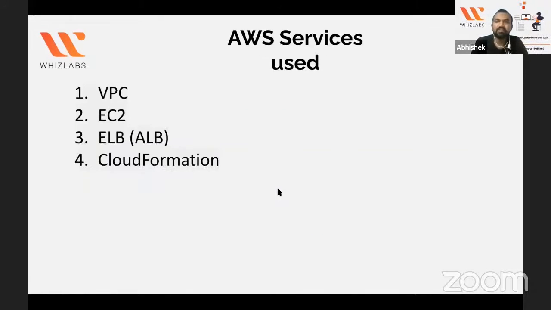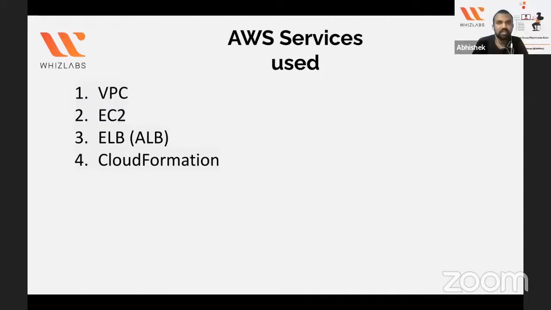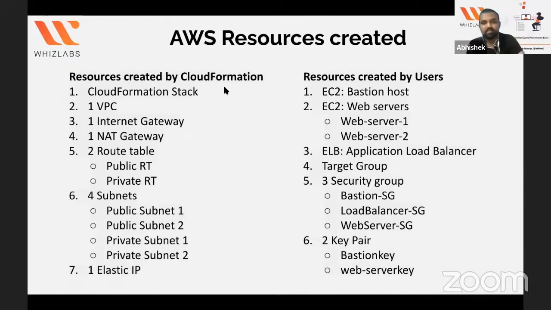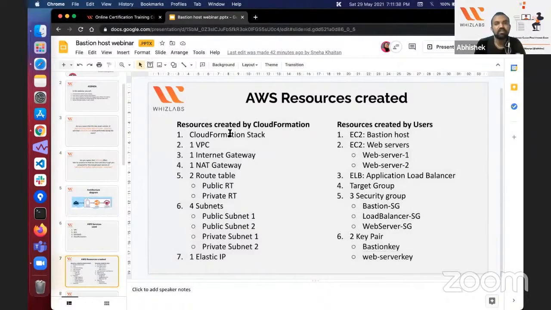In this demo, we will be using the following services. The very first is VPC, next is EC2, then Elastic Load Balancer, and more particularly Application Load Balancer, and we will use CloudFormation to create some of the stuff. So without any further ado, let's jump into the session. These are the resources that we'll be creating, but I'll not focus here. I'll just show you how to create these resources.